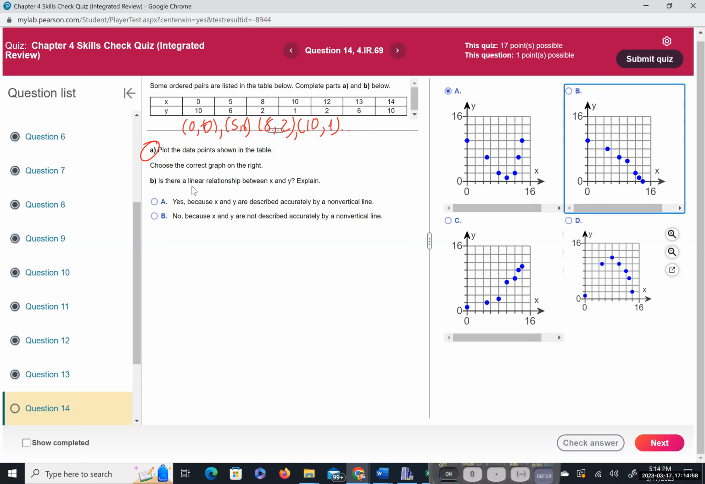For B, is there a linear relationship between x and y? I mean, is that linear? It was like a curve, right? It's not really linear. So I'm going to say no, because it's not accurate as a non-vertical line. So no.